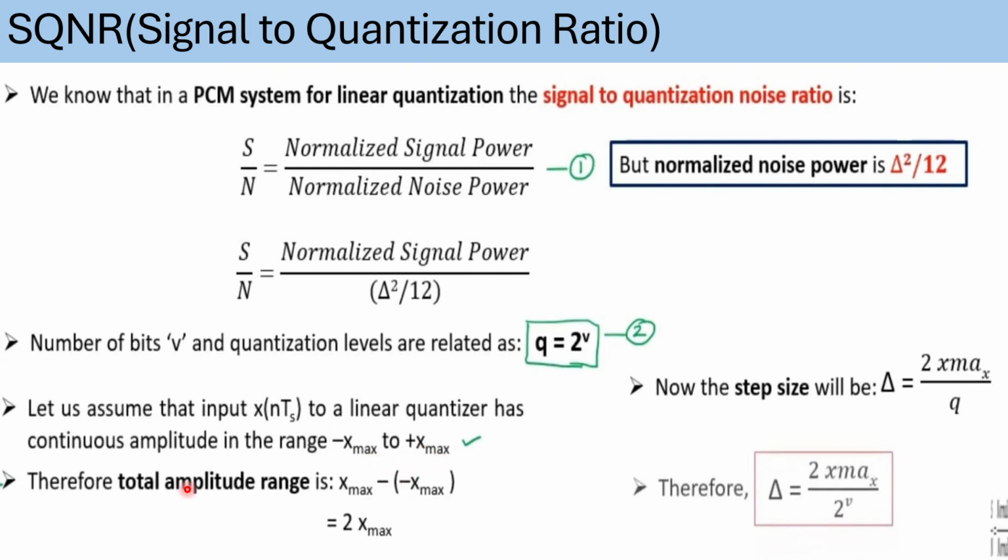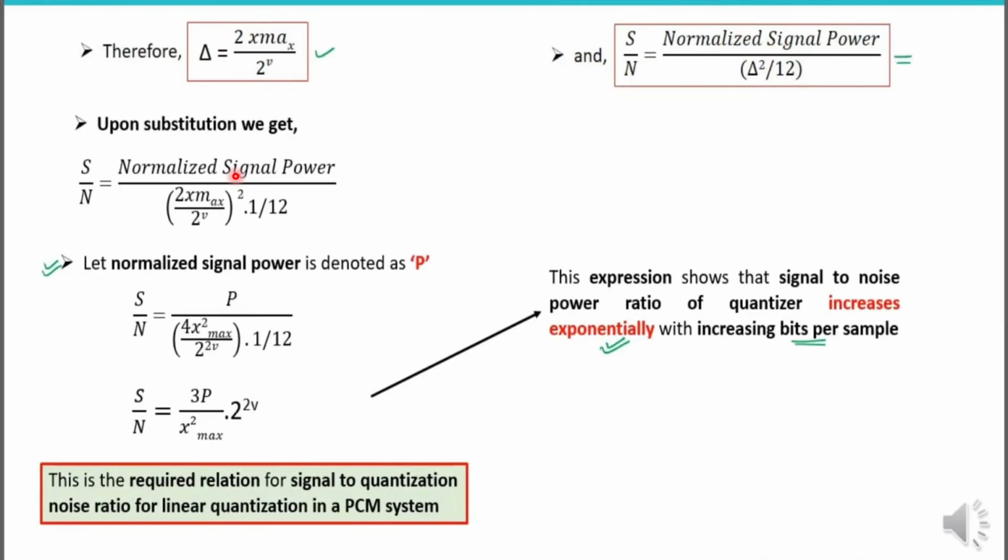What is the amplitude? The maximum minus the minimum, therefore it will be 2 x maximum. Now what is the step size? The step size will be delta equals 2 x max by Q, where Q is the quantization level. Therefore Q equals 2 to the power b. In the next slide we calculate delta equals 2 x maximum by 2 to the power b.